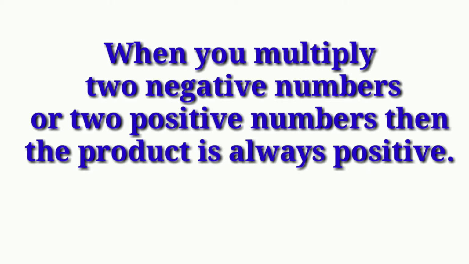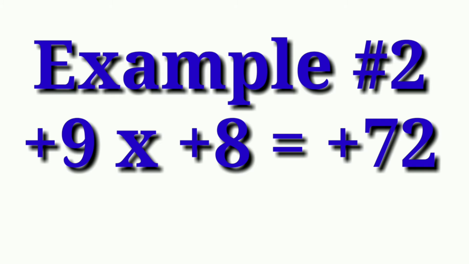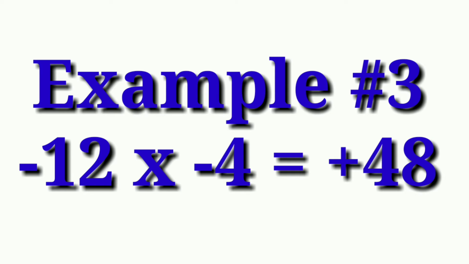For example, if we have positive 5 times positive 7, it is equal to positive 35. So we were multiplying two positive numbers, so the answer is positive. Example number 2, we have positive 9 times positive 8. The answer is equal to positive 72.